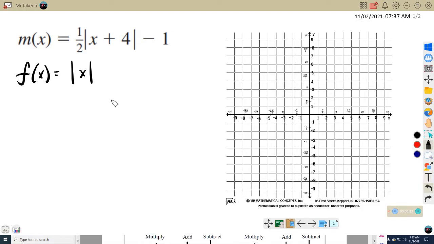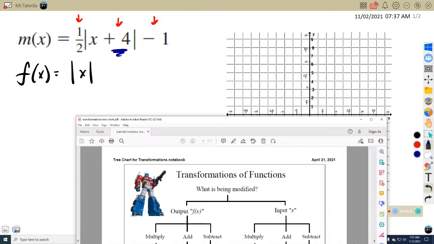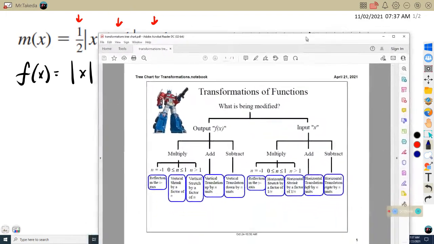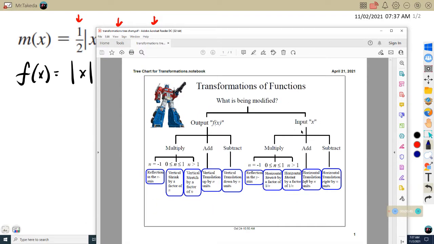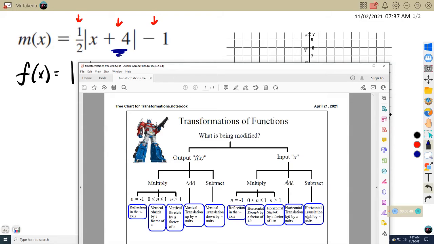You're asked to describe the change from f of x to m of x. So we've got these different things happening here, right? We've got this thing happening, this thing happening, and this thing happening. So what we want to do is work from the inside out. The first thing we're going to tackle is this. And if we look at our table, we're working with the input, and we are adding to it. So this is going to be a horizontal translation left by 4 units. And that's to the left.